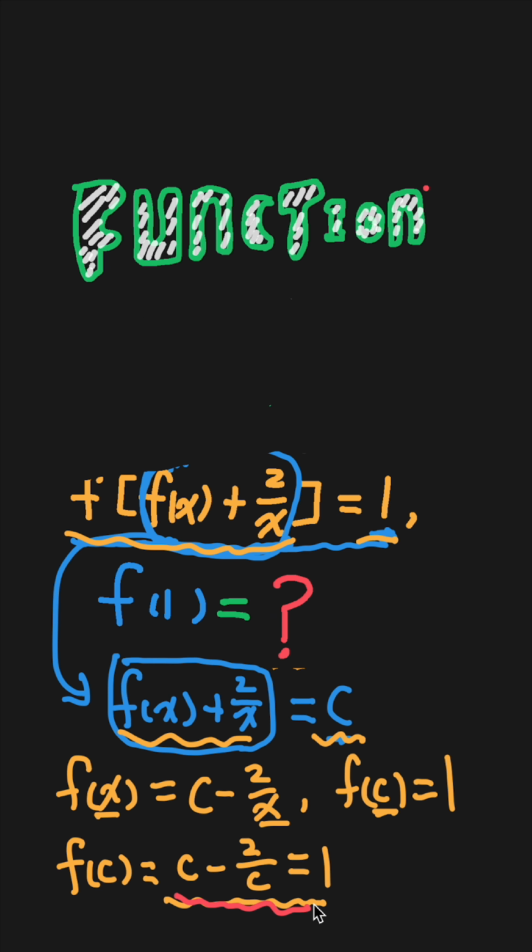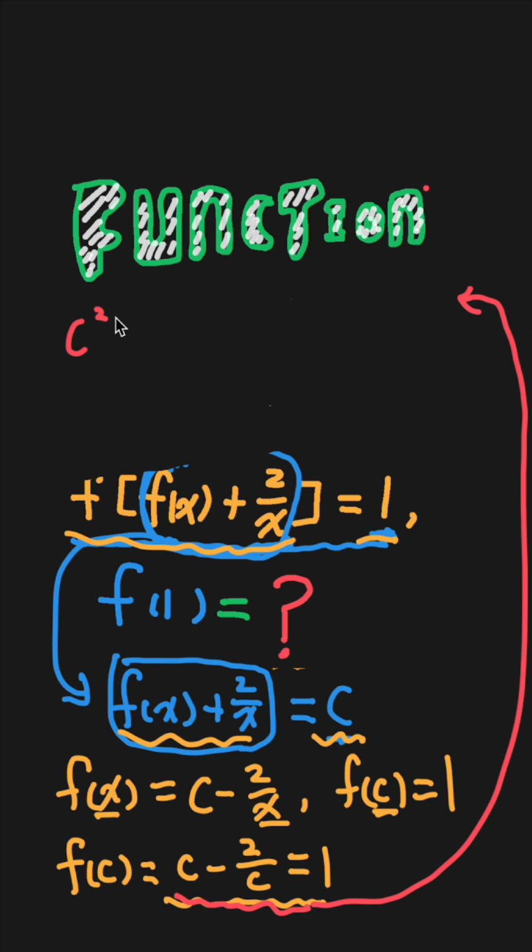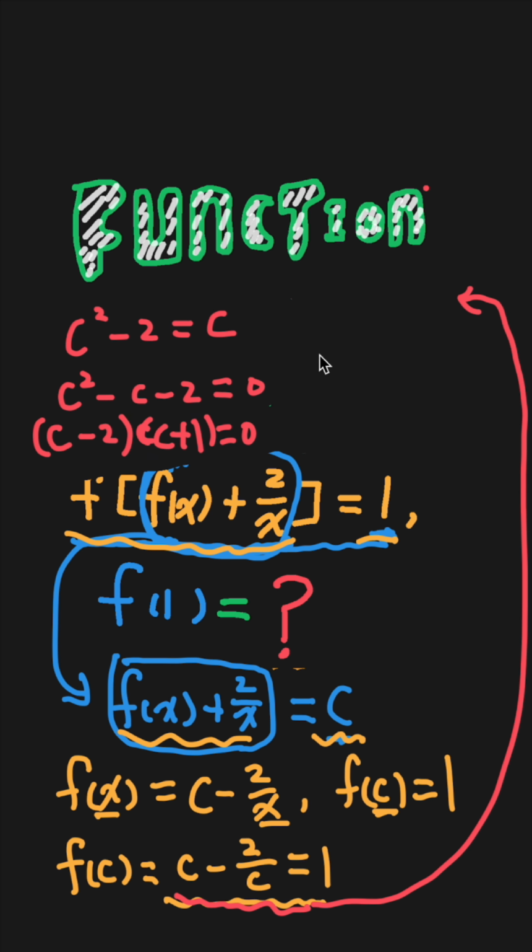So this equation can basically be turned to c squared minus 2 is equal to c. It can be turned to c squared minus c minus 2 is equal to 0. And we can basically factorize the left side. So (c minus 2) times (c plus 1) is equal to 0. So c can be 2 or negative 1.